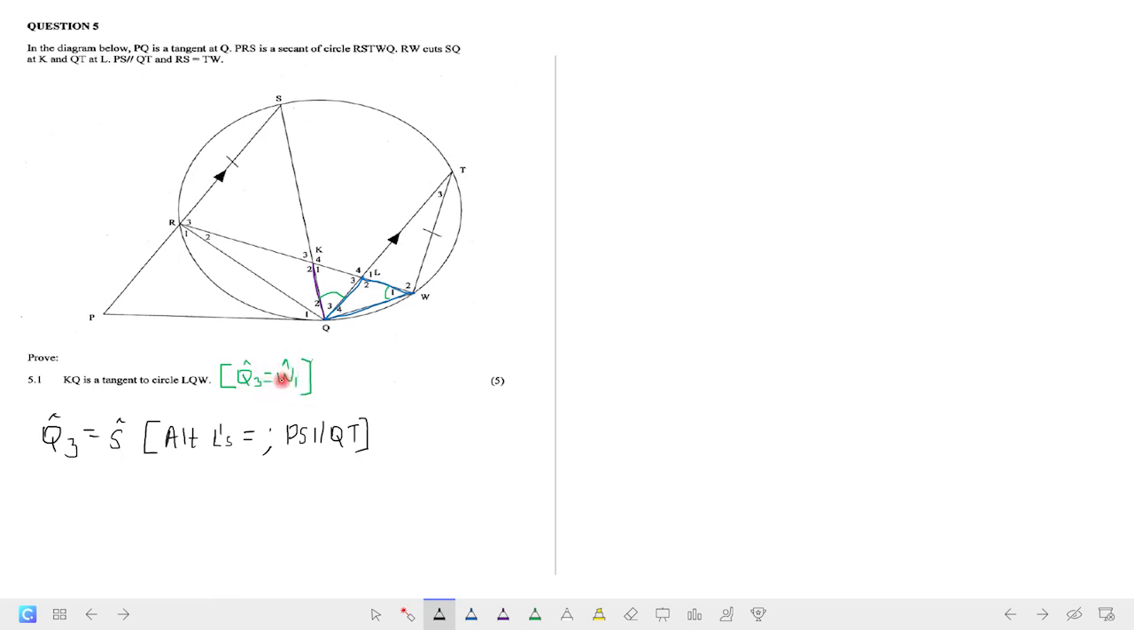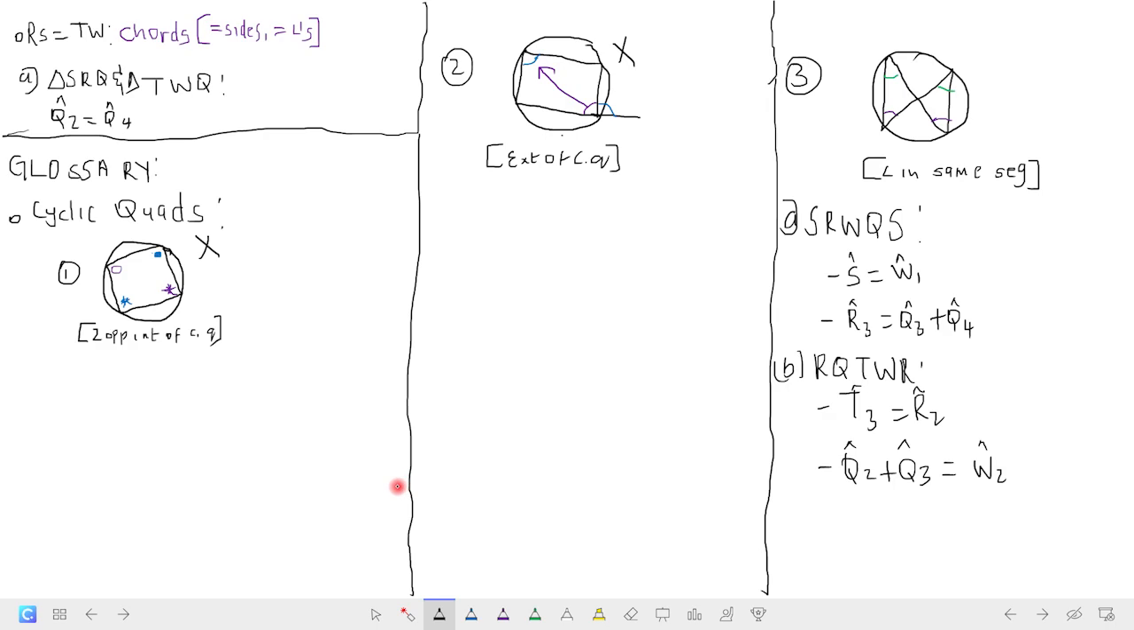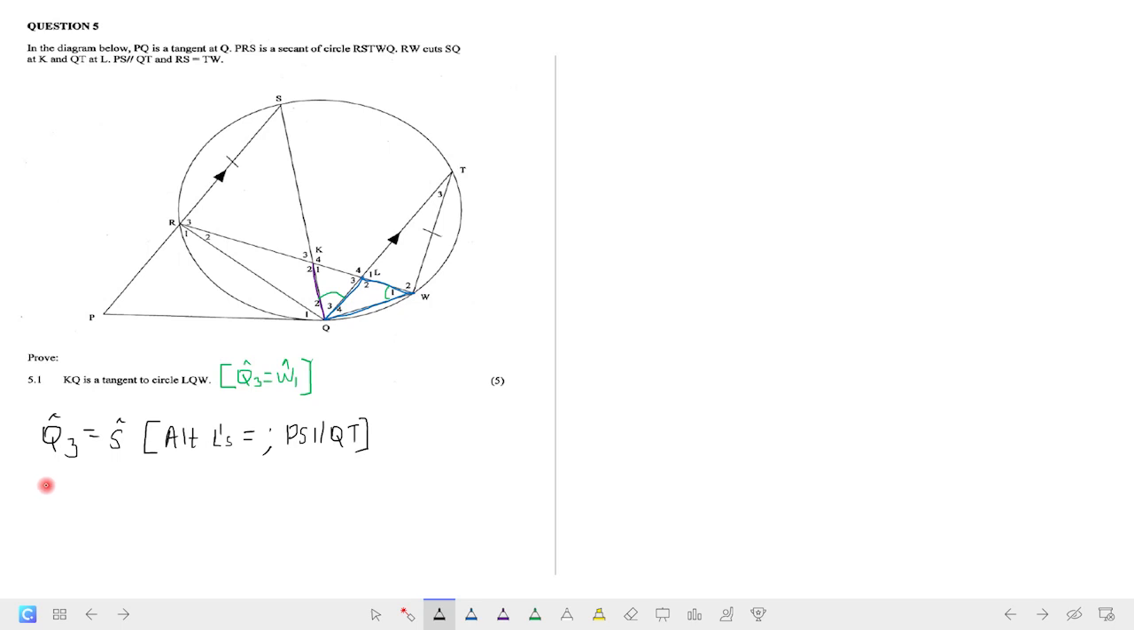Now we're going to look for W1 and see if we have another piece of information where it says W1 is equal to something, right? So let's go ahead and look there. So let's check here first. All right, there it is. W1 is equal to S, right? So we can see here that W1 is equal to S. Now what's the reason for that? The reason for that was the angle in the same segment. So do you see how easy that one was?